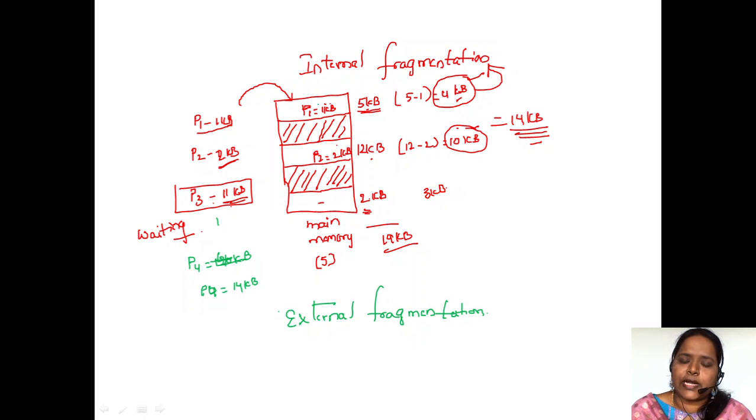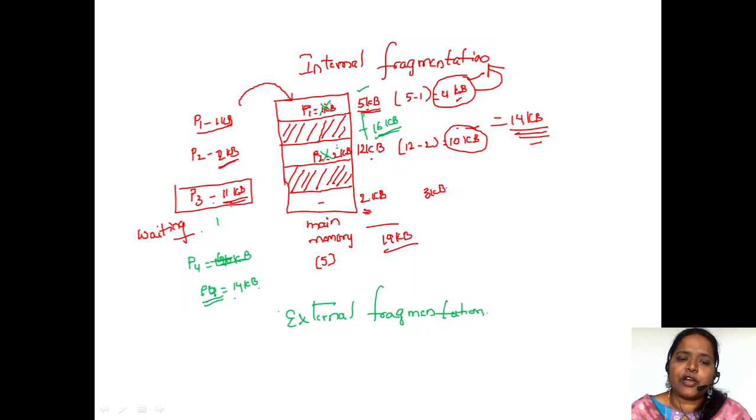After some time this P1 task completed and we have removed the P1 process. So here 5 KB is left over, and after some time we have removed the P2 process also. Here again 12 KB is left over. If the P4 process came, how much memory is left over here? 5 plus 12, fine. We removed P1 and P2, so how much space is left?